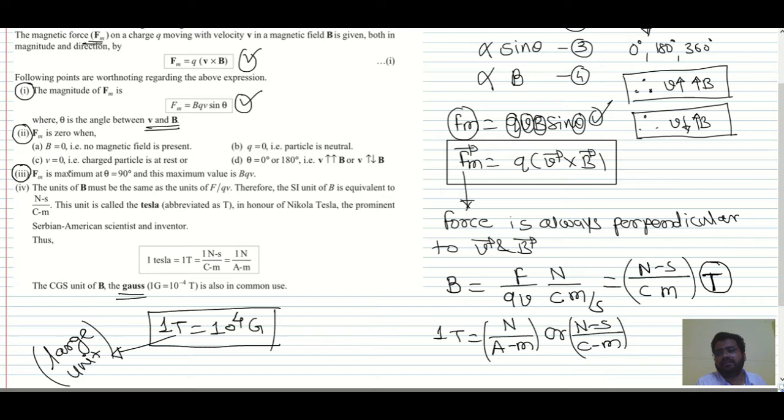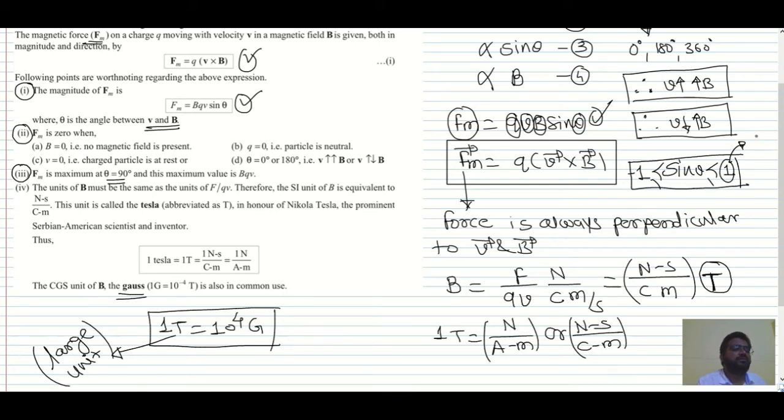Fm is maximum when theta is equal to 90 degrees. Obviously sin theta lies between -1 to 1, isn't it? So maximum value is possible, and that is 1, which is at an angle of 90 degrees. So yes, Fm will be maximum when the angle between the velocity and the magnetic field is 90 degrees. Fourth point we have, and that is the unit of B must be the same as that of F by QV, and F unit is Newton, Q unit is Coulomb, V unit is meter per second. So I hope this is clear now.